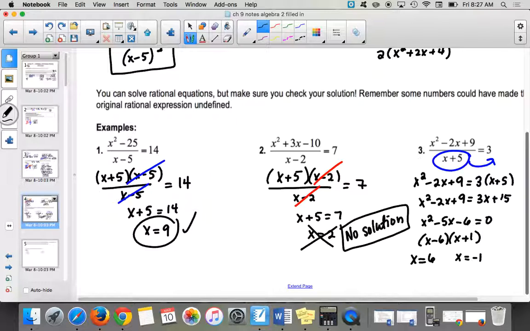So we still need to check. So how about this side of the room? From Logan and Anna Catherine over, you guys check the 6. And the rest of you guys, you try negative 1. Let's see if they work.